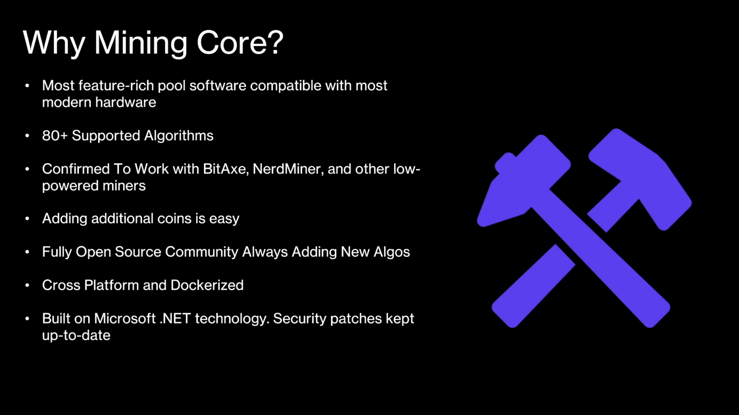First off, it's probably the most feature-rich modern software that works with current hardware. And what I mean by this is Stratum protocol has evolved a lot. Bitmain and NiceHash have come out with the advent of ASIC Boost, which has changed things a lot and has caused a lot of the older pool software not to work as well with those devices, to the tune where bitaxes may not even work with some of those older pool software. And so Mining Core is kept up to date by a massive community.